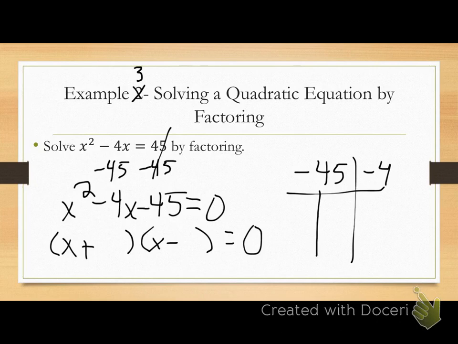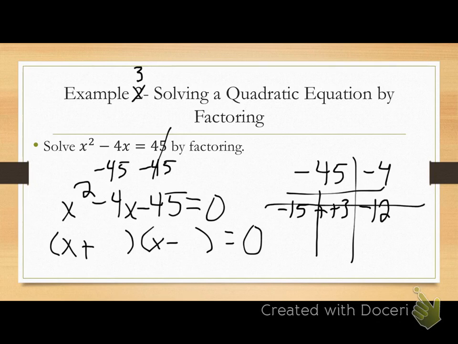Everyone good? Okay, I'm looking for two numbers that multiply to give me negative 45 and add to give me negative 4. What are some numbers that multiply to give me negative 45? Negative 15 and 3. Yep, negative 15, positive 3. If I add those, what does that give me? Negative 12. Is that what I want? No. Can you give me two more numbers?